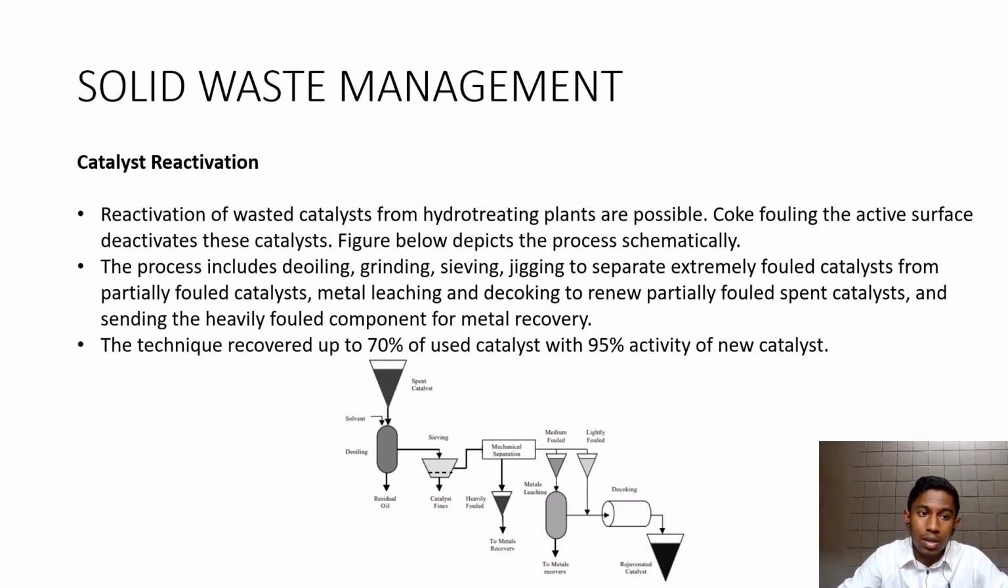One of the ways that we have suggested to manage this solid waste is through catalyst reactivation. Catalyst reactivation is a process that includes de-oiling, grinding, sieving, and jigging to separate extremely fouled catalyst from the partially fouled catalyst, metal leaching and decoking to renew the partially fouled spent catalyst, and sending the heavily fouled component for metal recovery. This technique helps to recover 70% of the catalyst used, at 95% of the activity of new catalyst.